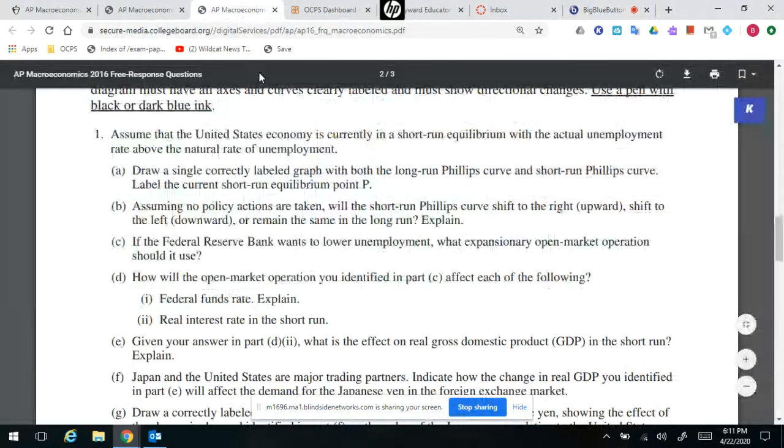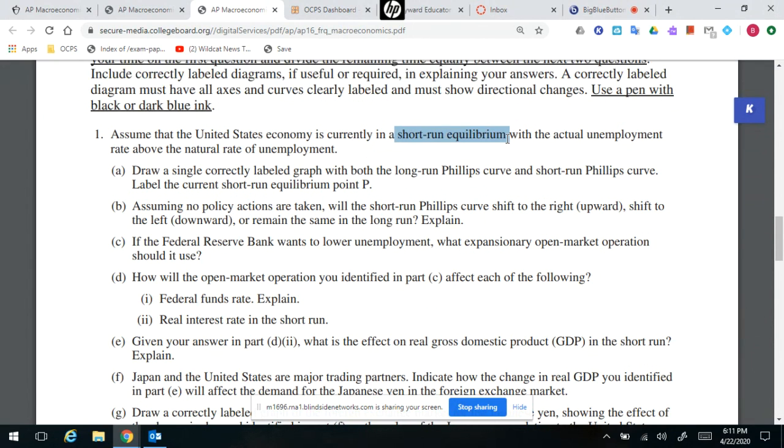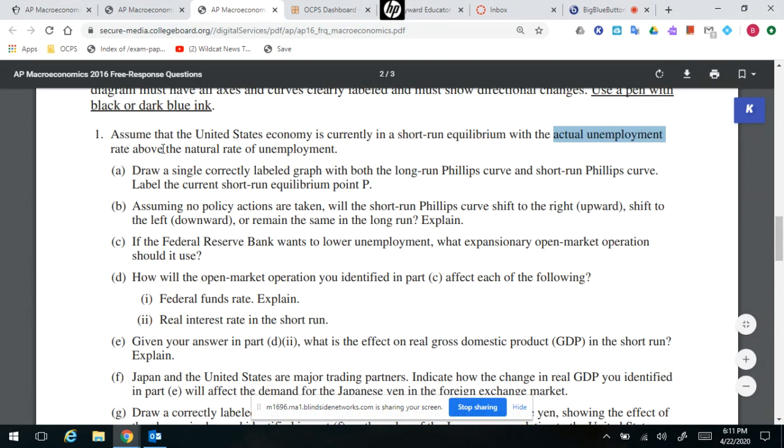So this is the 2016 FRQ. It's much like the 2017 FRQ. Let's go ahead and get right to it. It says, assume the United States economy is currently in a short run equilibrium. Remember, short run just basically is nothingness. It's just, hey, this is where we are. You can ignore that. With actual unemployment rate above the natural rate.